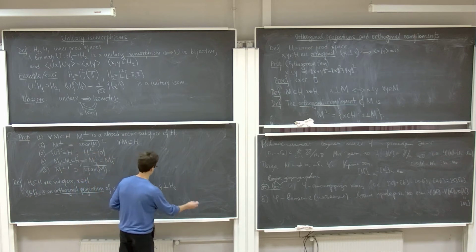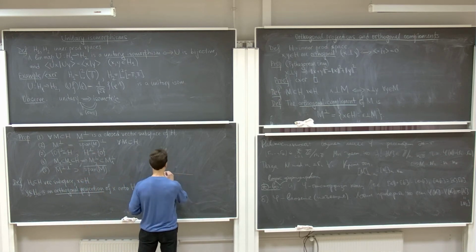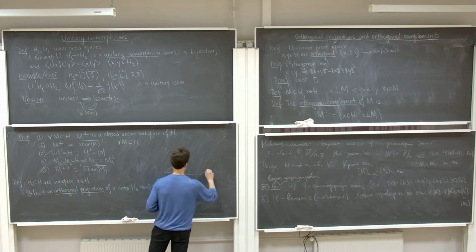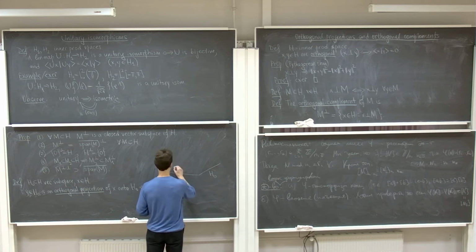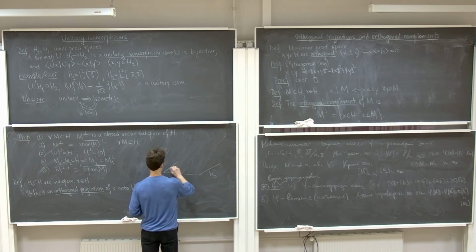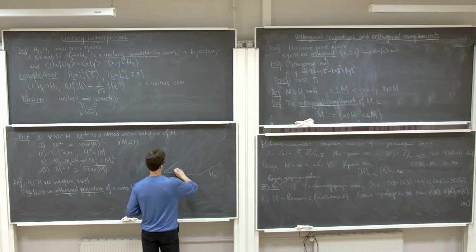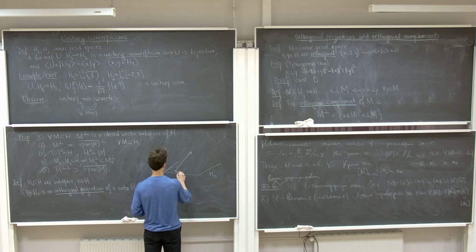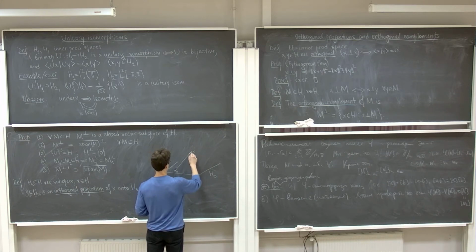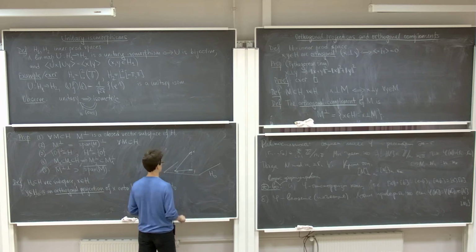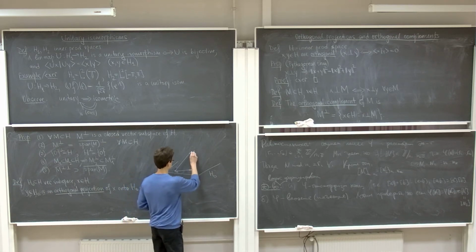So let's draw a picture. Suppose this is H0. This is 0, this is our vector x, and this is y. So this vector, x minus y, must be orthogonal to H0.